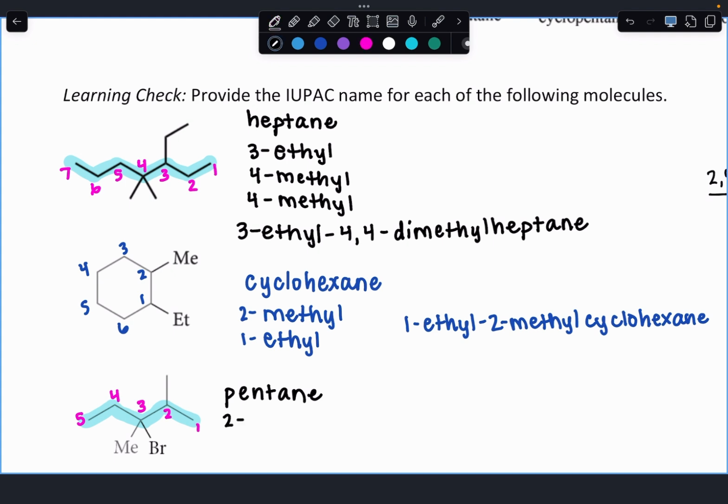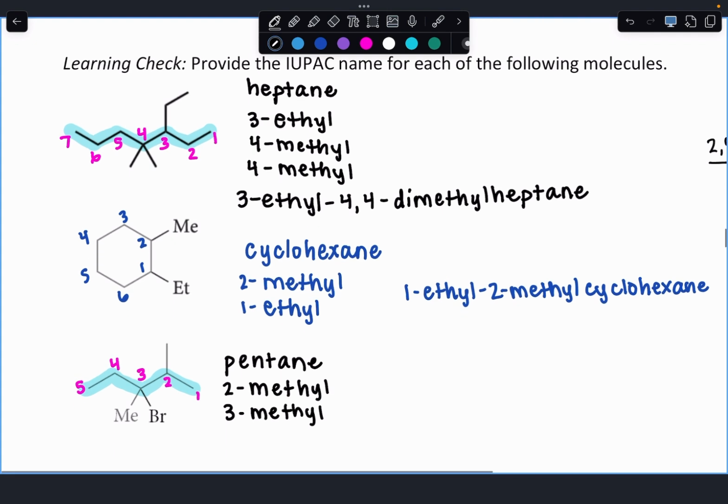We have a methyl on carbon 2 and a methyl on carbon 3. These are two different ways to represent methyls. Sometimes Me is written, sometimes nothing is written, sometimes a CH3 is written. Those are all just one carbon. So those are methyl groups.